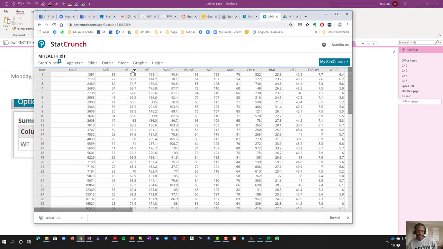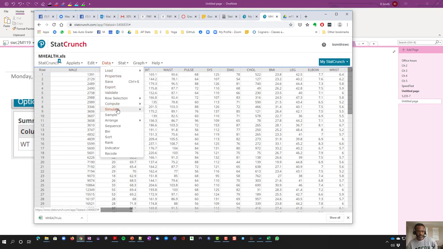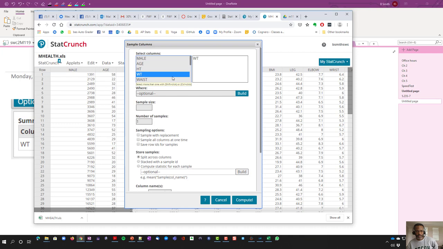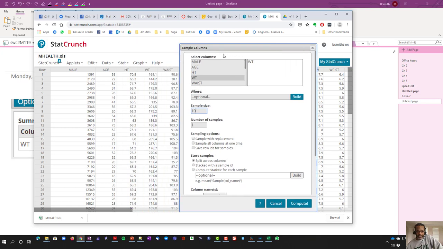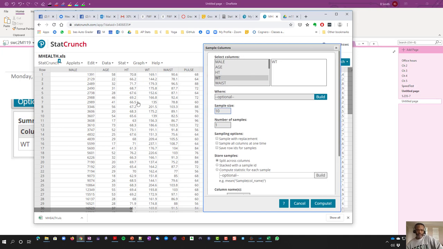So again, we want a sample. So let's go under data. We'll click on sample. Right, there are 40 men here, and we have these 40 different weights. For some reason, I can't get into the entire population. So let's say that I can only access 10 men at any given time. So given that, we're going to randomly go in and sample 10 men from the 40 to see what their statistics are.